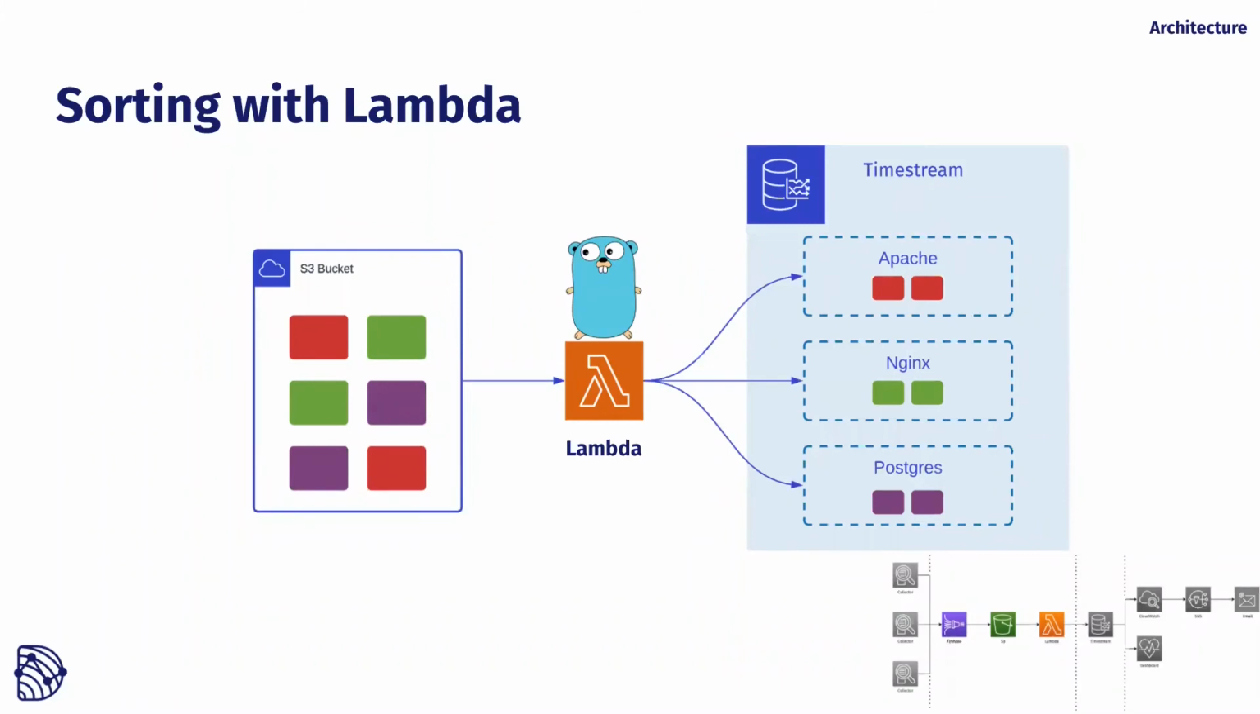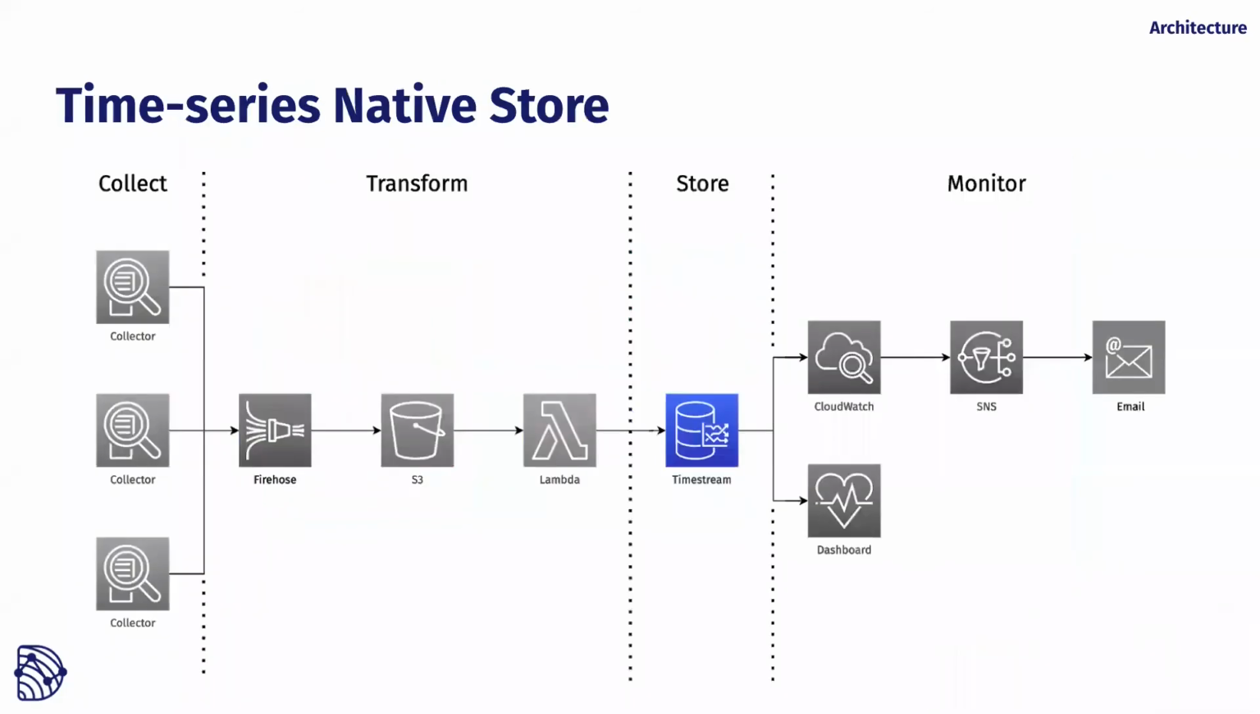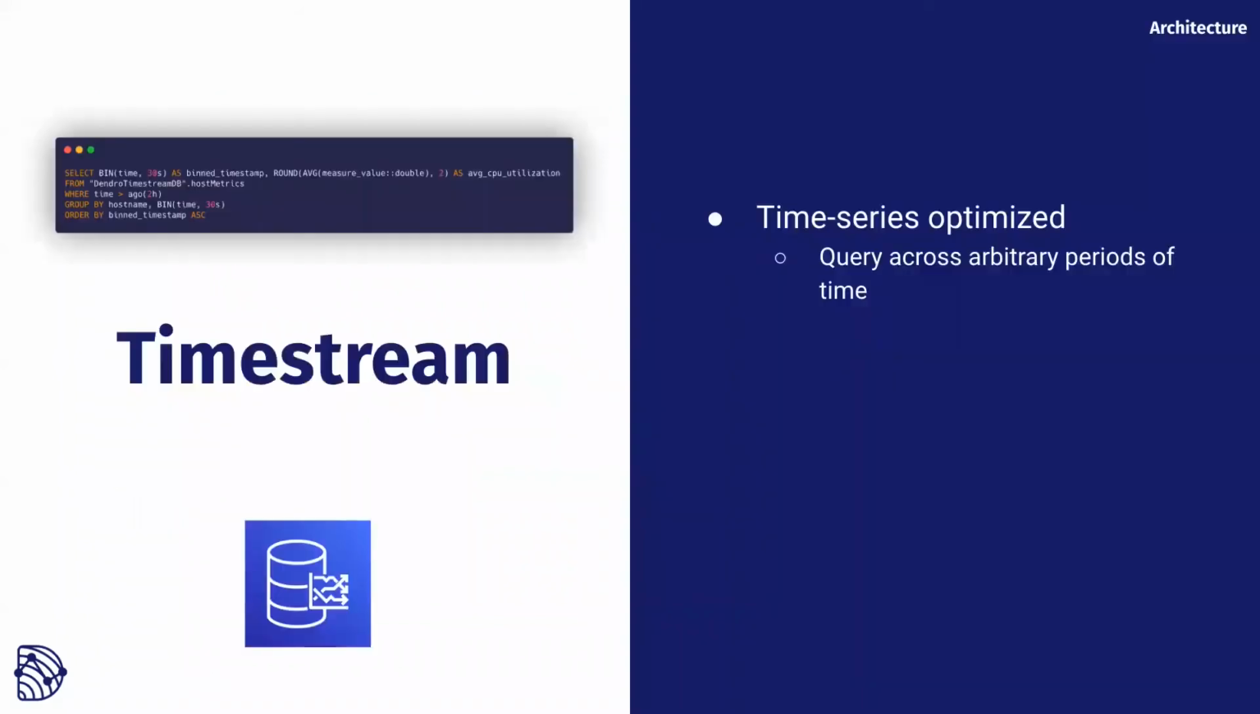Once invoked, our Lambda function then retrieves records from the bucket and stores them into separate tables in TimeStream based on the type property which we added using Vector. And this takes us to TimeStream, our time series optimized database. With our data extracted, transformed, and finally loaded into TimeStream, we're able to now analyze and query this data across arbitrary periods of time. We've taken raw logs and metrics and transformed it into a form that's easily analyzable and processable.